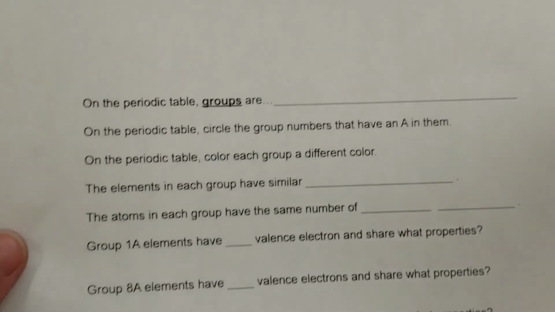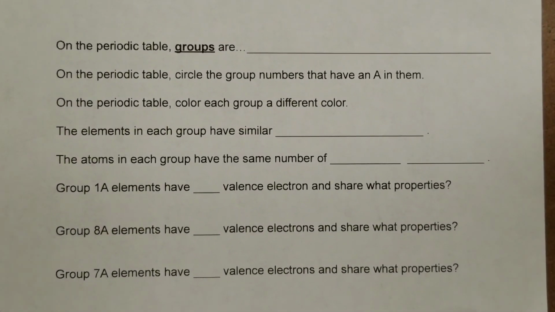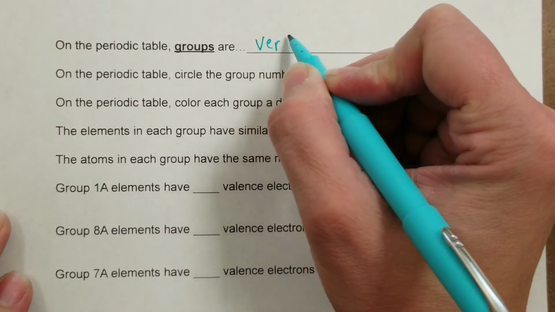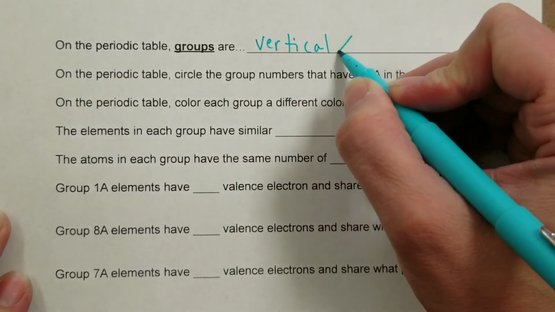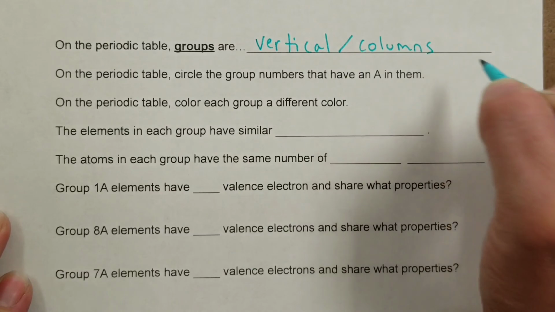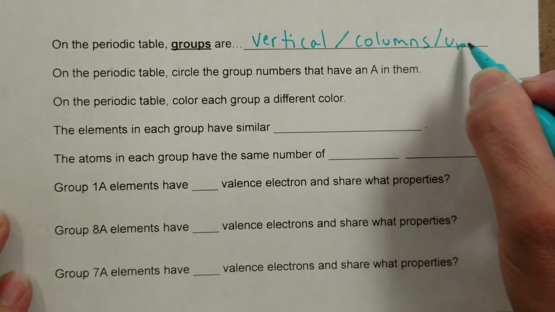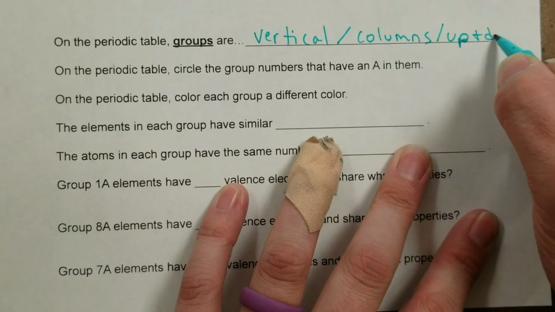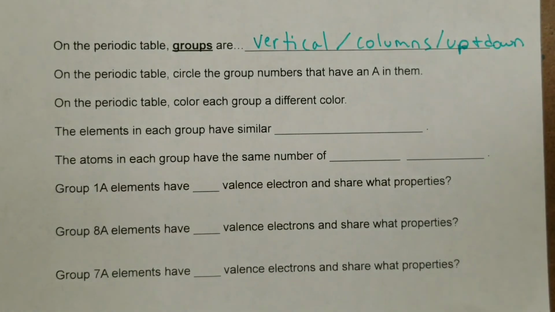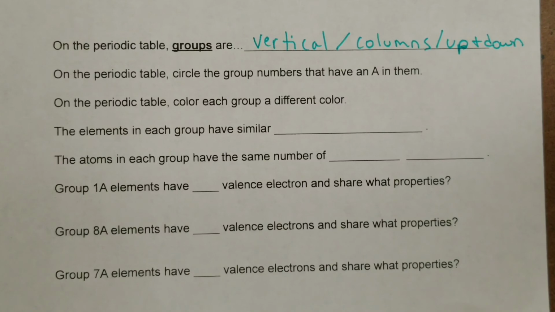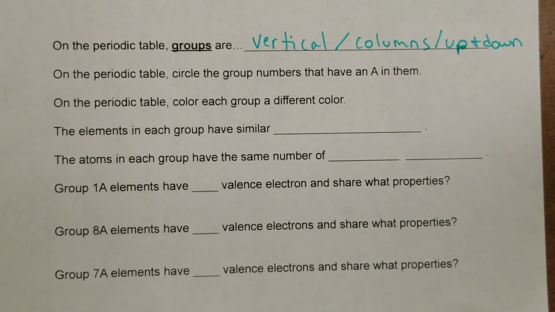So on the periodic table, groups are what? What do we know? Groups are up and down. Groups are vertical. Groups are columns. Whatever makes sense to you. Sorry, up and down. All right. And that's the first thing to know: groups are up and down. When we did the reactivity with the alkali metals exploding in the water, we looked only at group 1 and we talked about their reactivity.